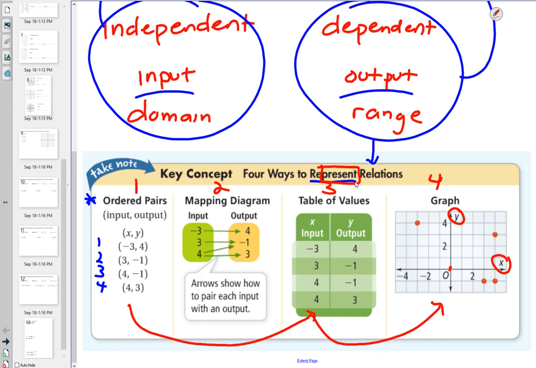Has anybody here never plotted points before? Nicolia, have you plotted points before? Would you consider yourself to be an excellent plotter?